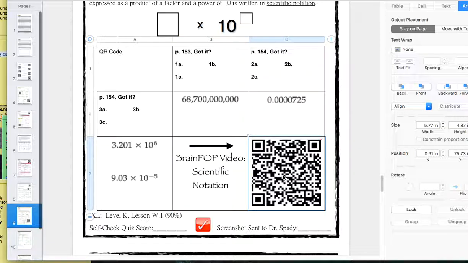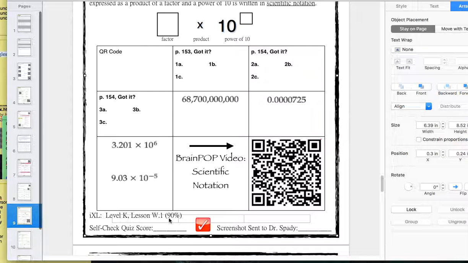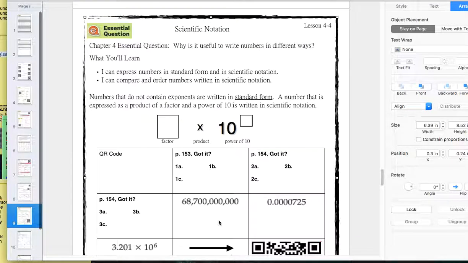Don't forget to watch the BrainPop video. That's a good one to go over this concept of scientific notation. You also have level K, lesson W1 for IXL at 90%. Don't forget to take your self-check quiz and email me your score, and your worksheet for extra practice will really help you understand scientific notation.